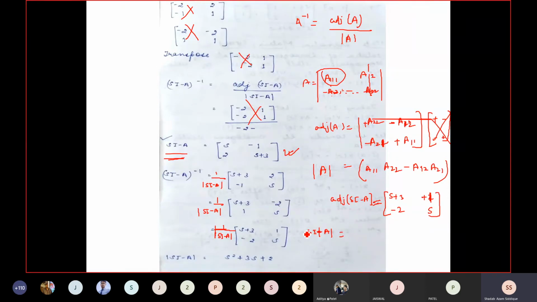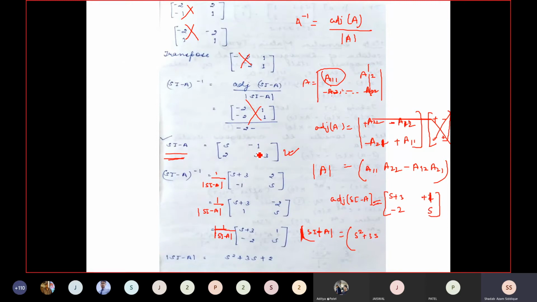The determinant of sI minus A will be written as A11 into A22. So what is A11? A11 is this, A22 is this. So S into S plus 3, so this will be written as S into S plus 3. So this will be S square plus 3S. Am I right? S square plus 3S.